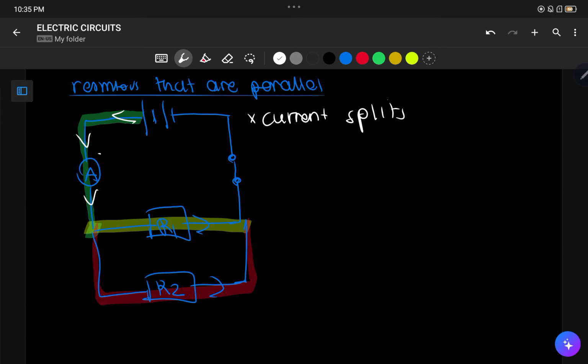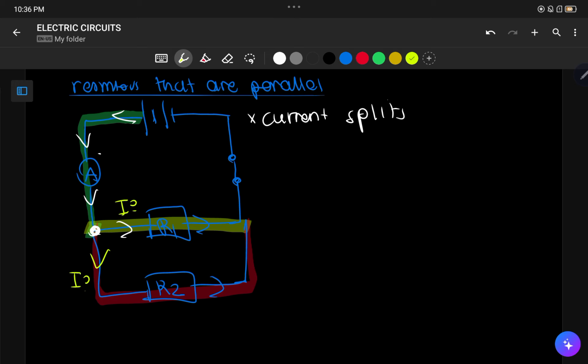So as it moves, the current then reaches this part. As it reaches this part, the current will flow to both the pathways. That means that it will divide. It will not be the same current for both of them, but the current will divide. So a certain amount of current will move to this pathway, and another amount of current will move to this pathway. A certain amount of current that is unknown will move to R1, and another amount of current will move to R2.